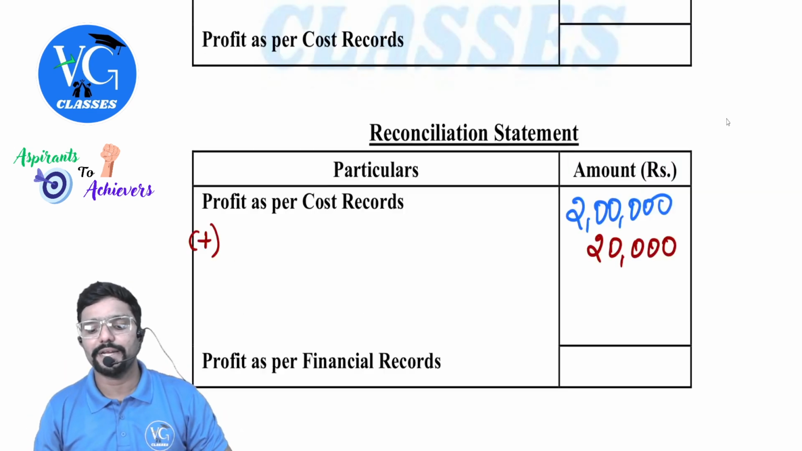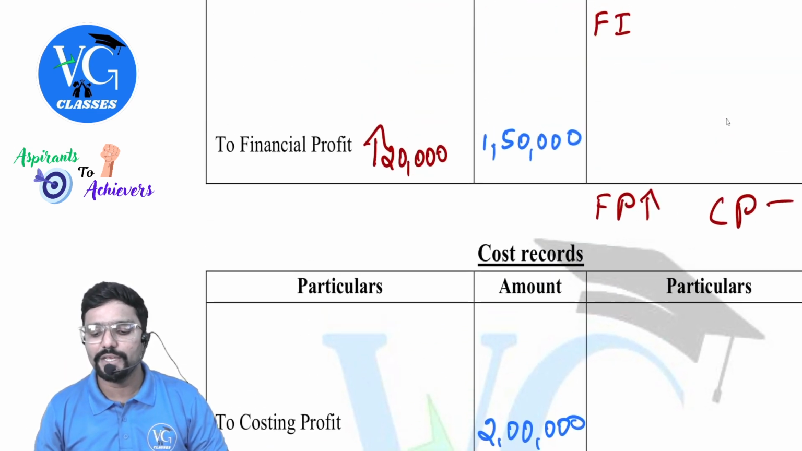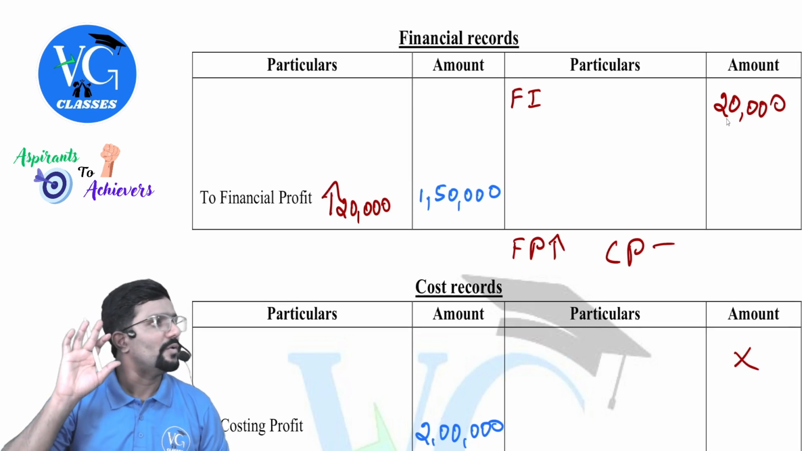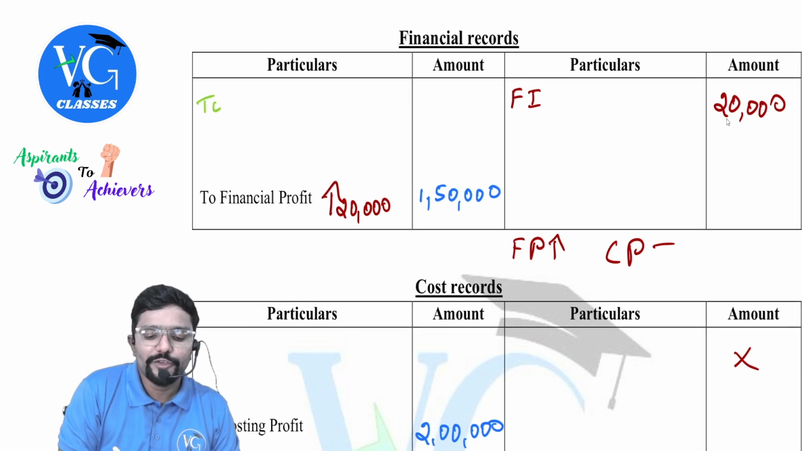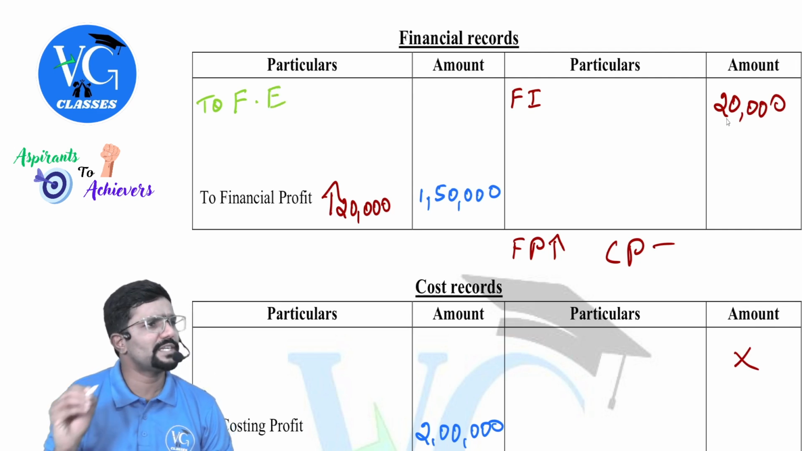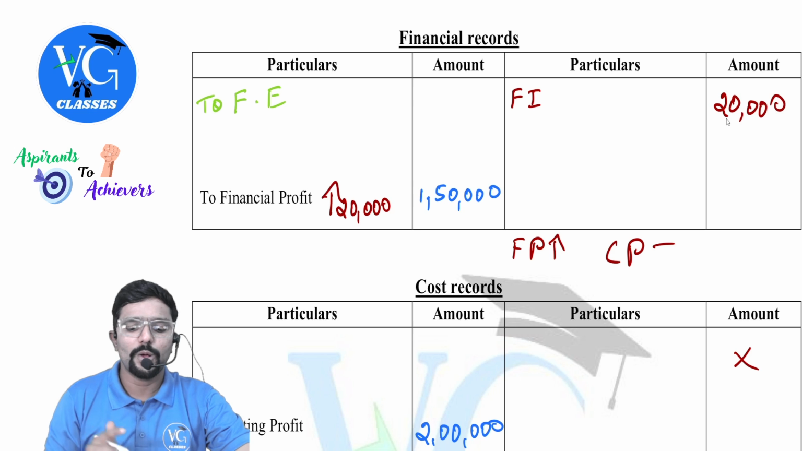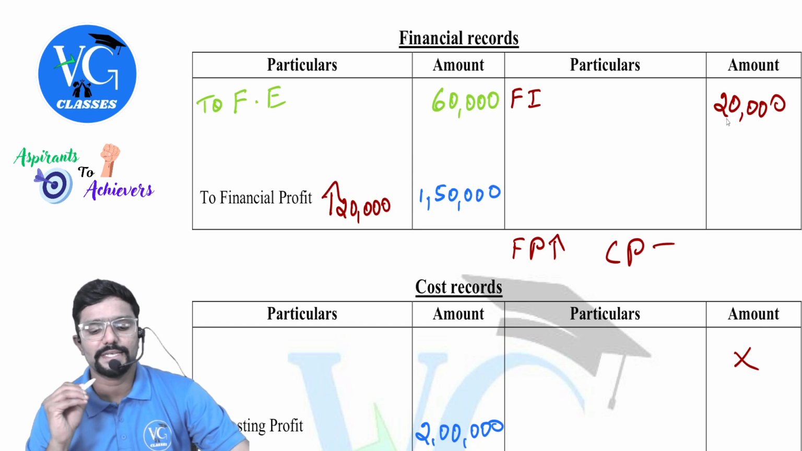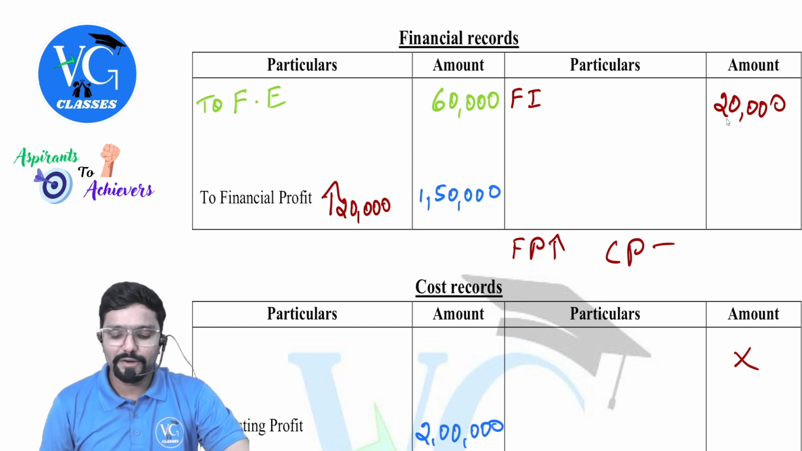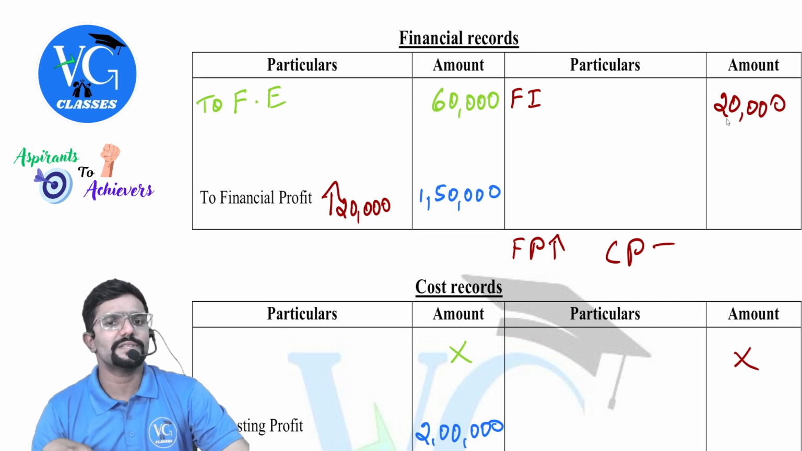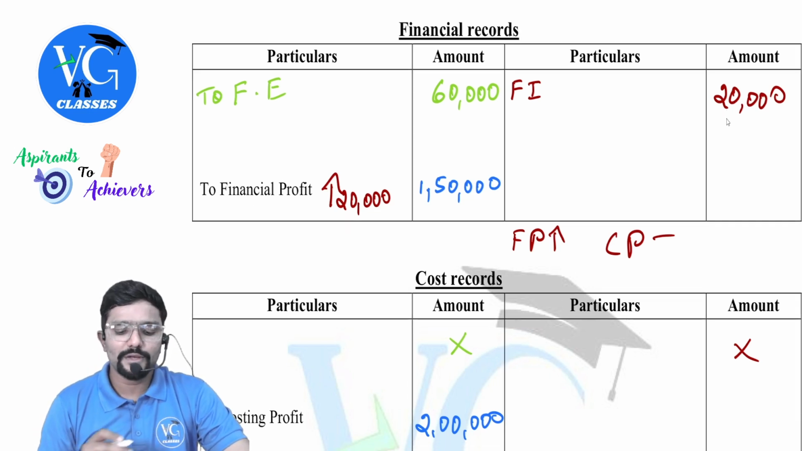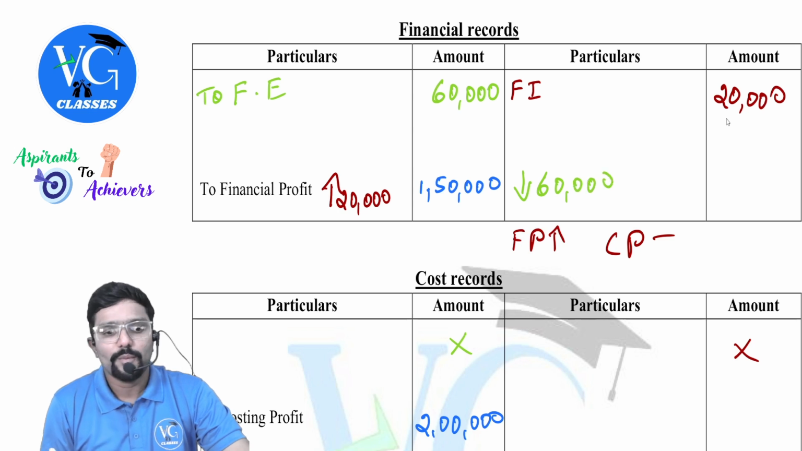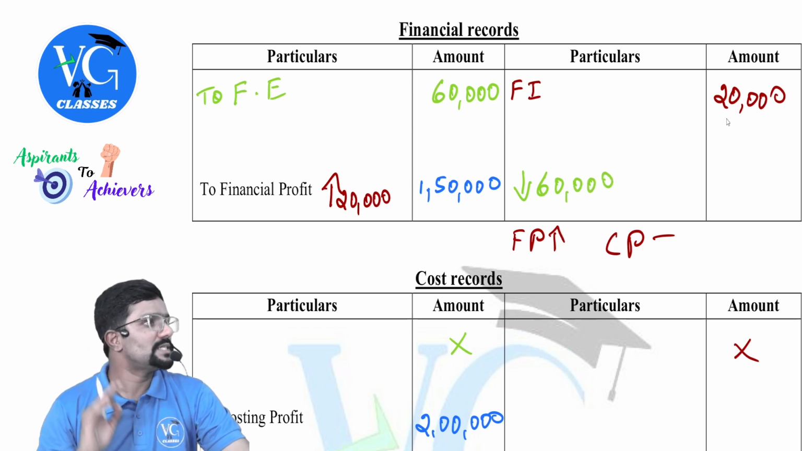Next, let me take the next item. Pure financial income I have taken now. Now let me take pure financial expenses. Hope you guys are getting it. Next, two, financial expenses. Pure financial expenses recorded only in financial books. Okay, sir. Let me take it as 60,000. Now, sir, have we recorded this in the costing books? No, we have not recorded because it is a pure financial item. Because of this, my financial profit has gone down by how much, guys? 60,000. My financial profit has gone down by 60,000.